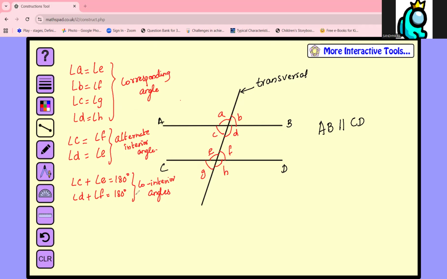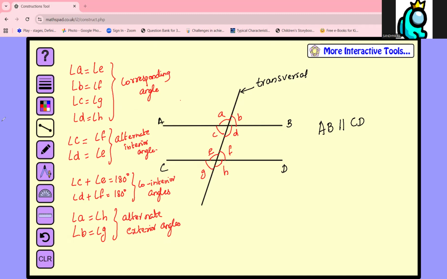So co-interior angles add up to 180 degrees, which means they are supplementary. Similarly, angle A and angle H are alternate exterior angles, and angle B equals angle G. That is also a pair of alternate exterior angles, and their measures will be equal. So when two parallel lines are cut by a transversal, we can write corresponding angles, alternate interior angles, co-interior angles, alternate exterior angles, everything.